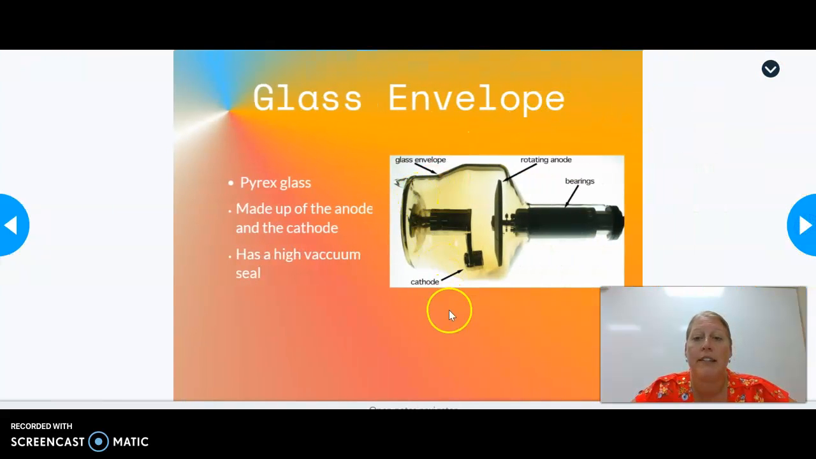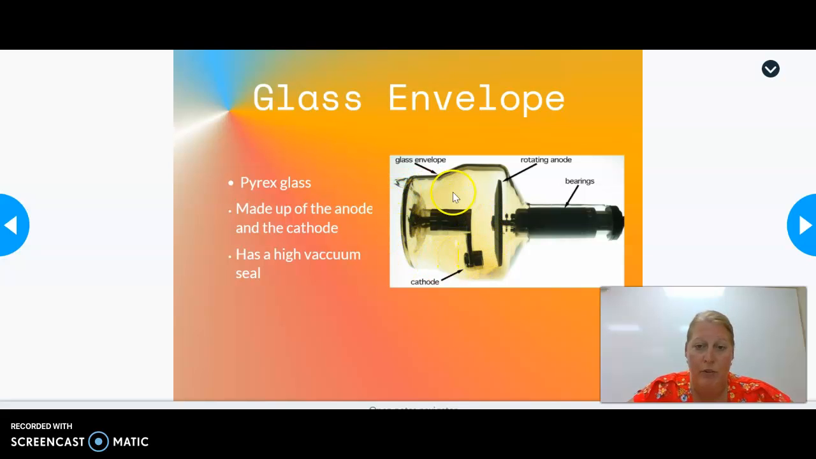So here's the glass envelope. It is made of Pyrex glass. Pyrex is the casserole dish that you or your mother used to make the family favorite and place in the oven. So it withstands high heat. It is made up of the anode and the cathode. Those are the two main sections of the tube. This thing with the big target is your entire anode section.